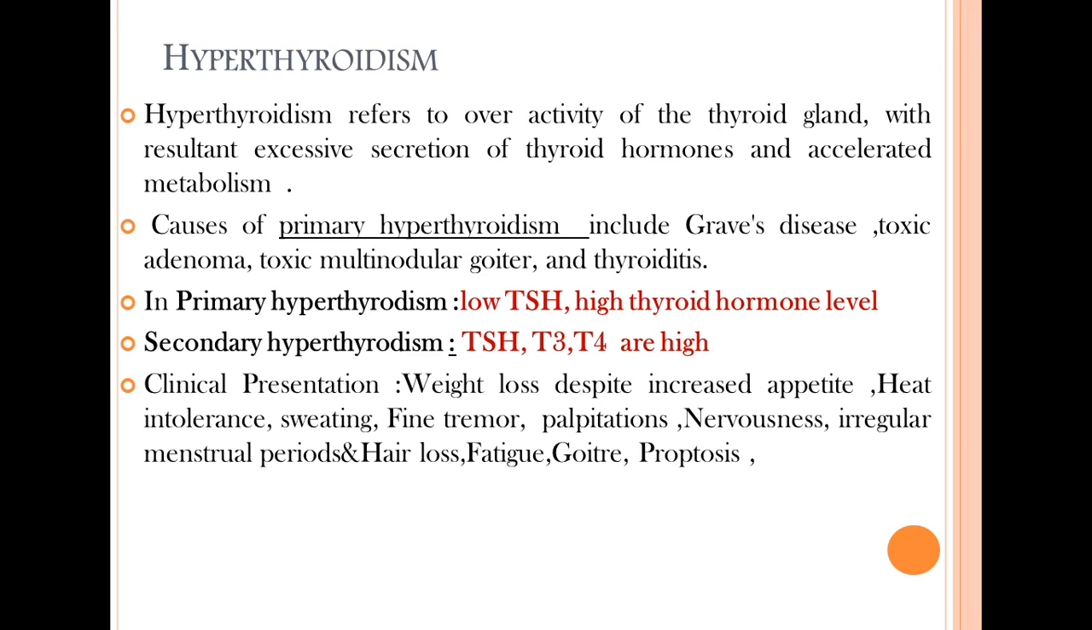The clinical feature presentation will be the opposite of hypothyroidism, all indicating a hypermetabolic state. There will be weight loss despite a good appetite. There will be heat intolerance. There will be fine tremor, palpitation, nervousness, fatigue, hair loss, irregular menstrual cycle and goiter.